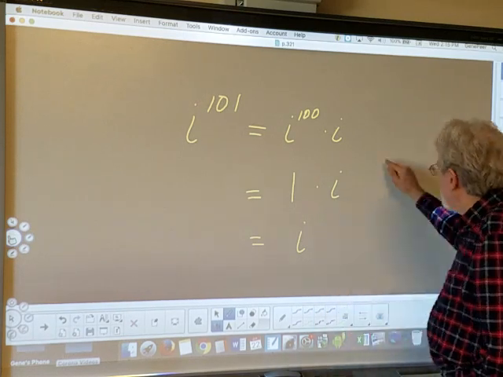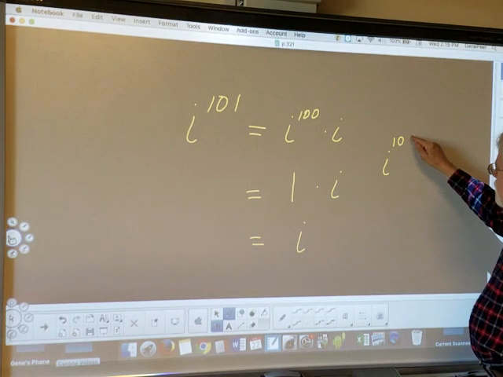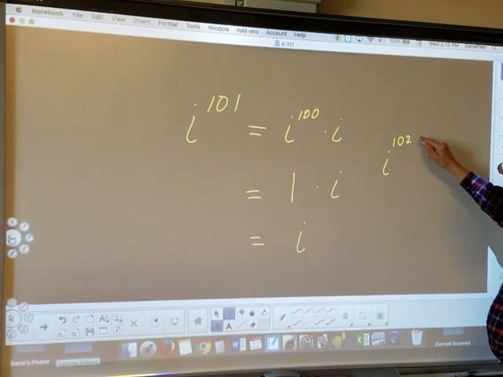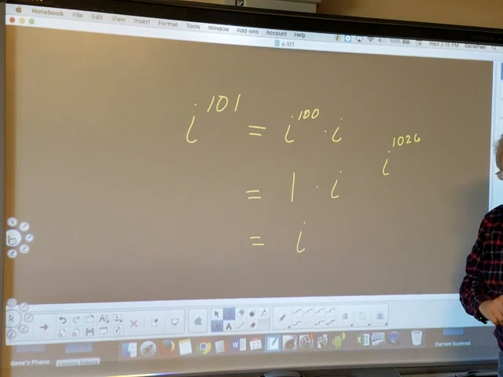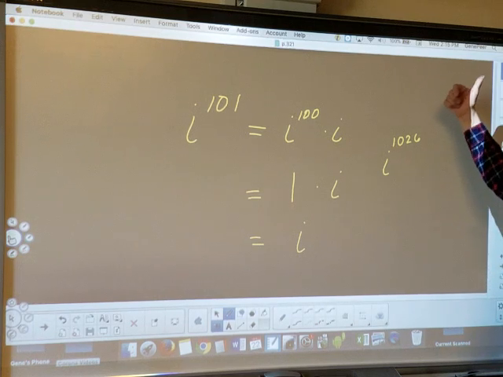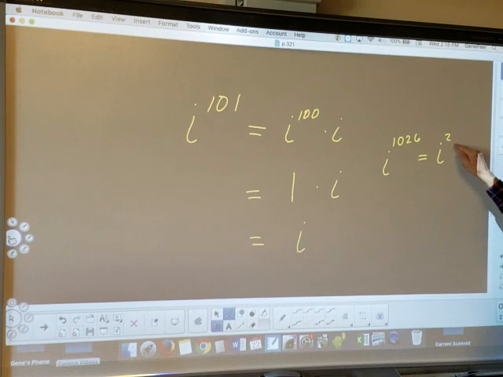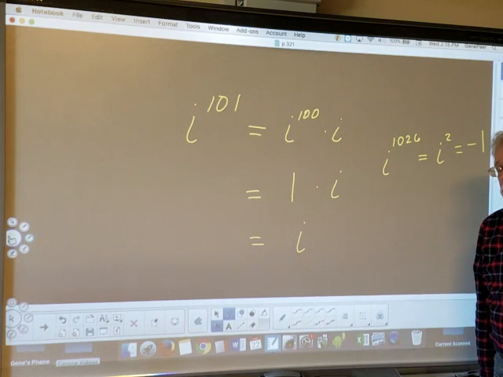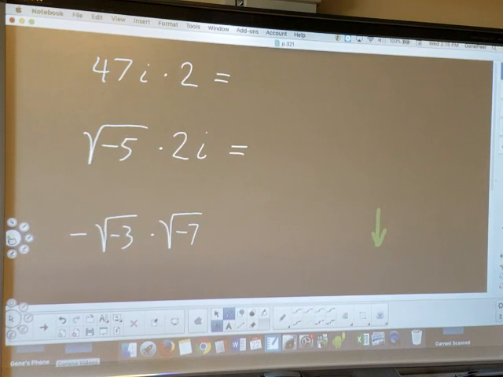So we could figure out I to the 1025th power. Now let's do the 1026th power. Well, 1024 can be divided by 4. So we can throw out 1024 of these, and we're left with just 2 of them, which is negative 1. You can throw out any multiples of 4. Pretty cool. Yeah, I has some fascinating properties to it.